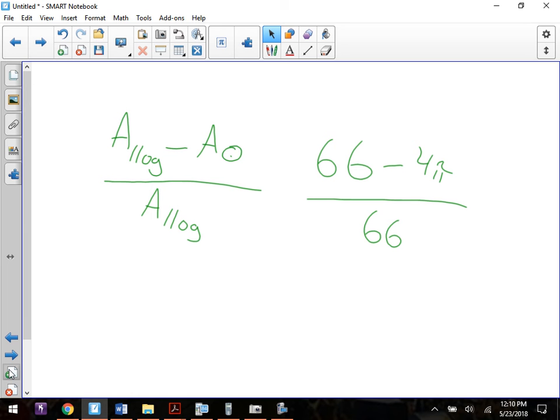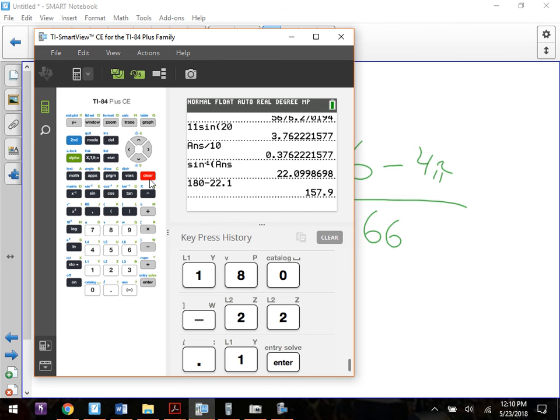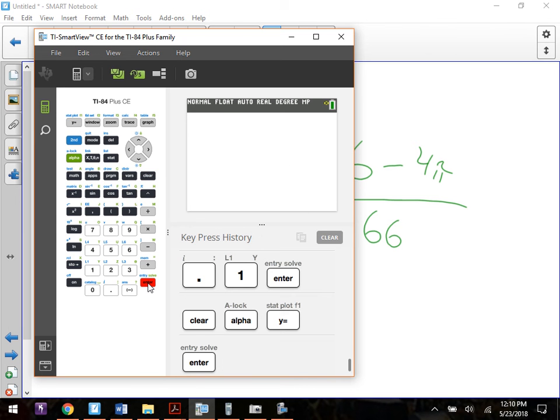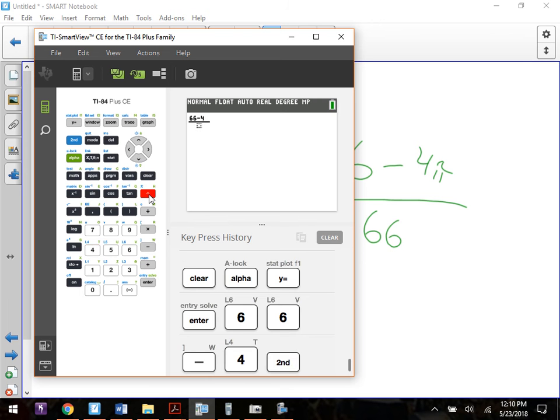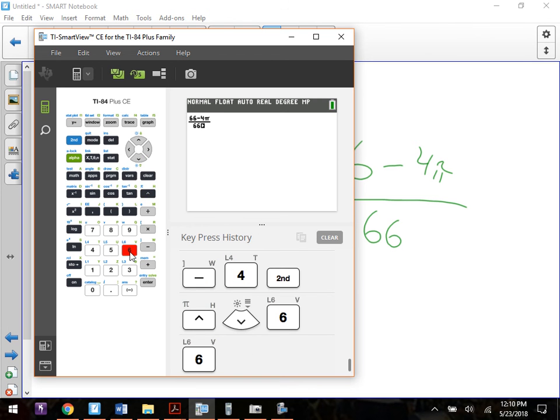Now, here you have to make sure you do this correctly in the calculator. So when you type this in, you have to use the fraction bar, otherwise you're going to screw something up. So you make a fraction bar real quick, 66 subtract 4 pi over 66. And your answer should be less than 1, because if it's more than 1, you've done goofed. If it's negative, you've done goofed.